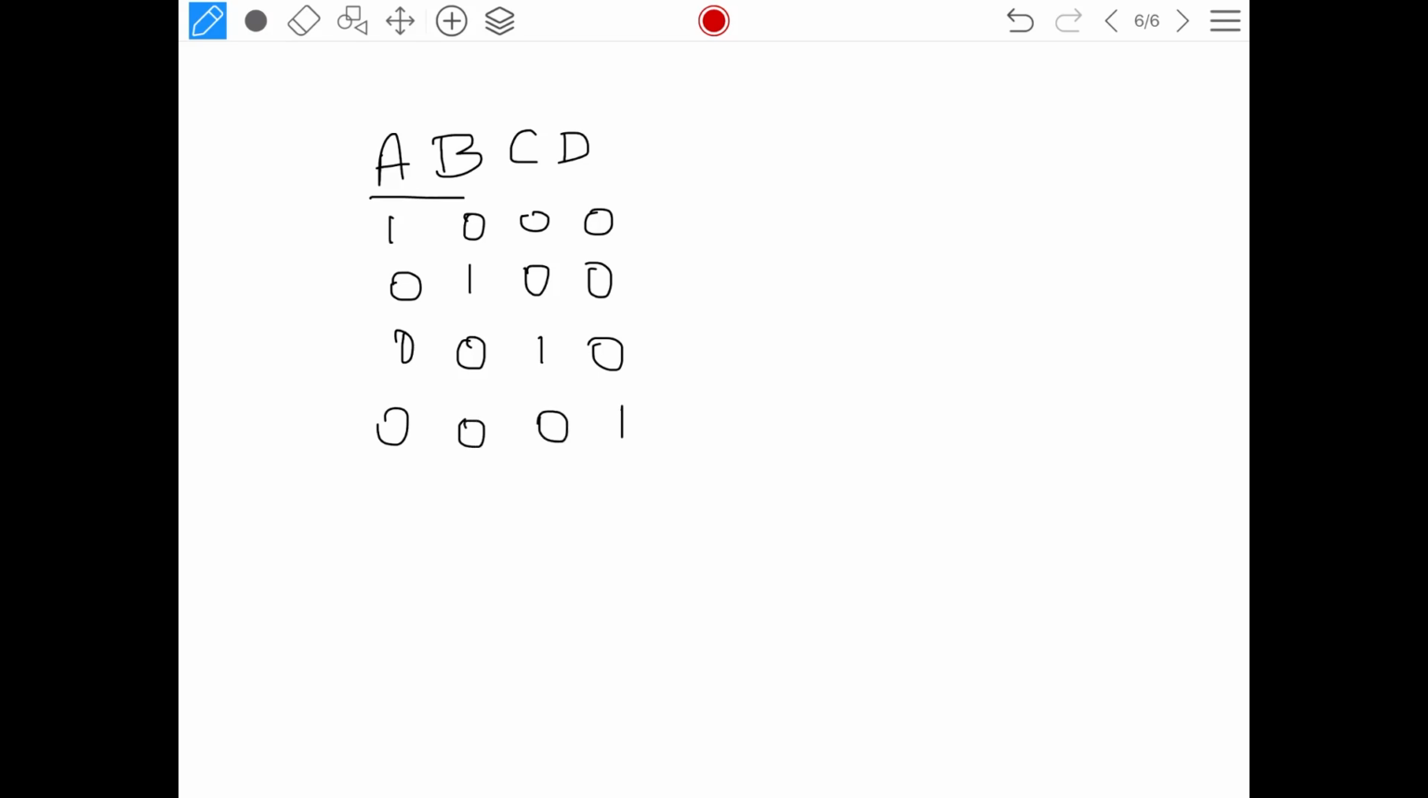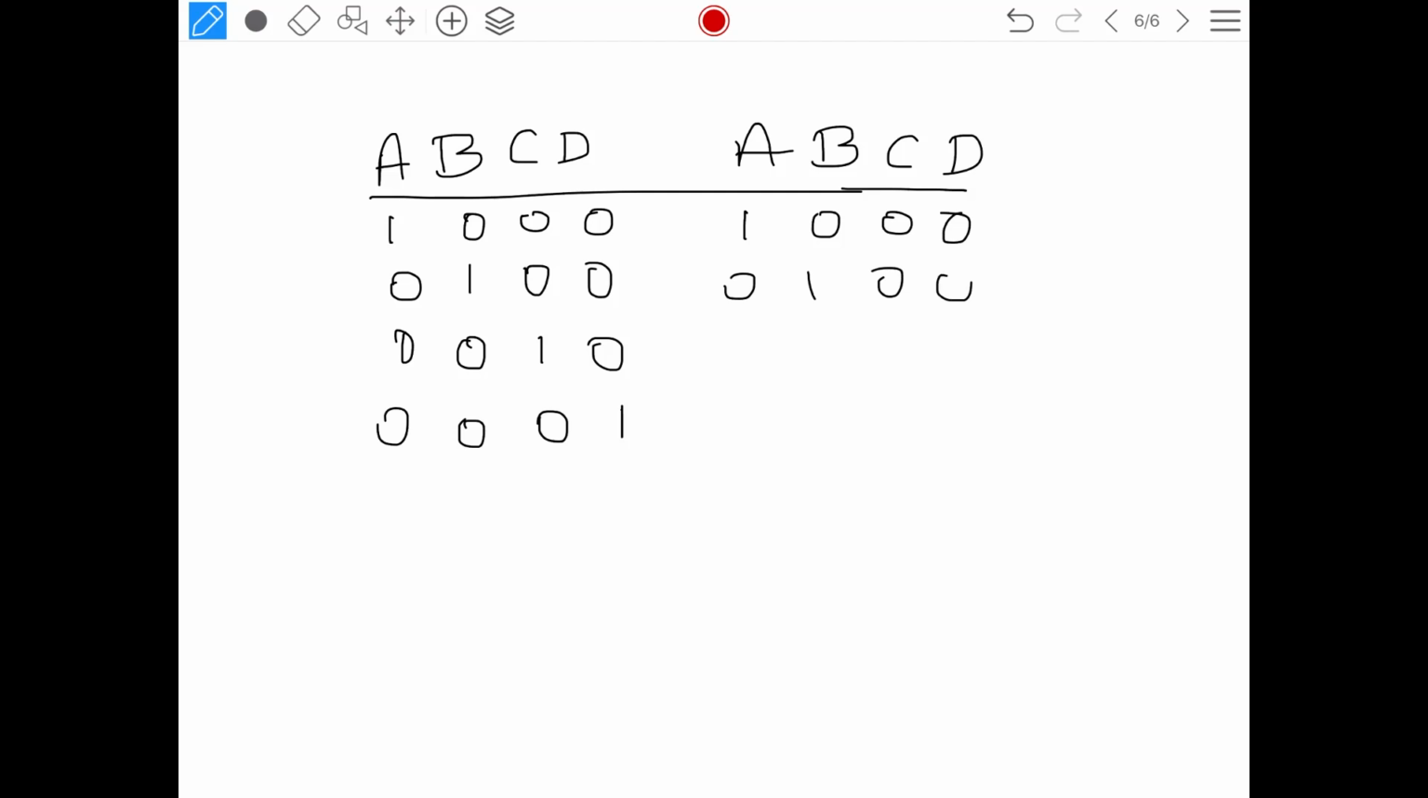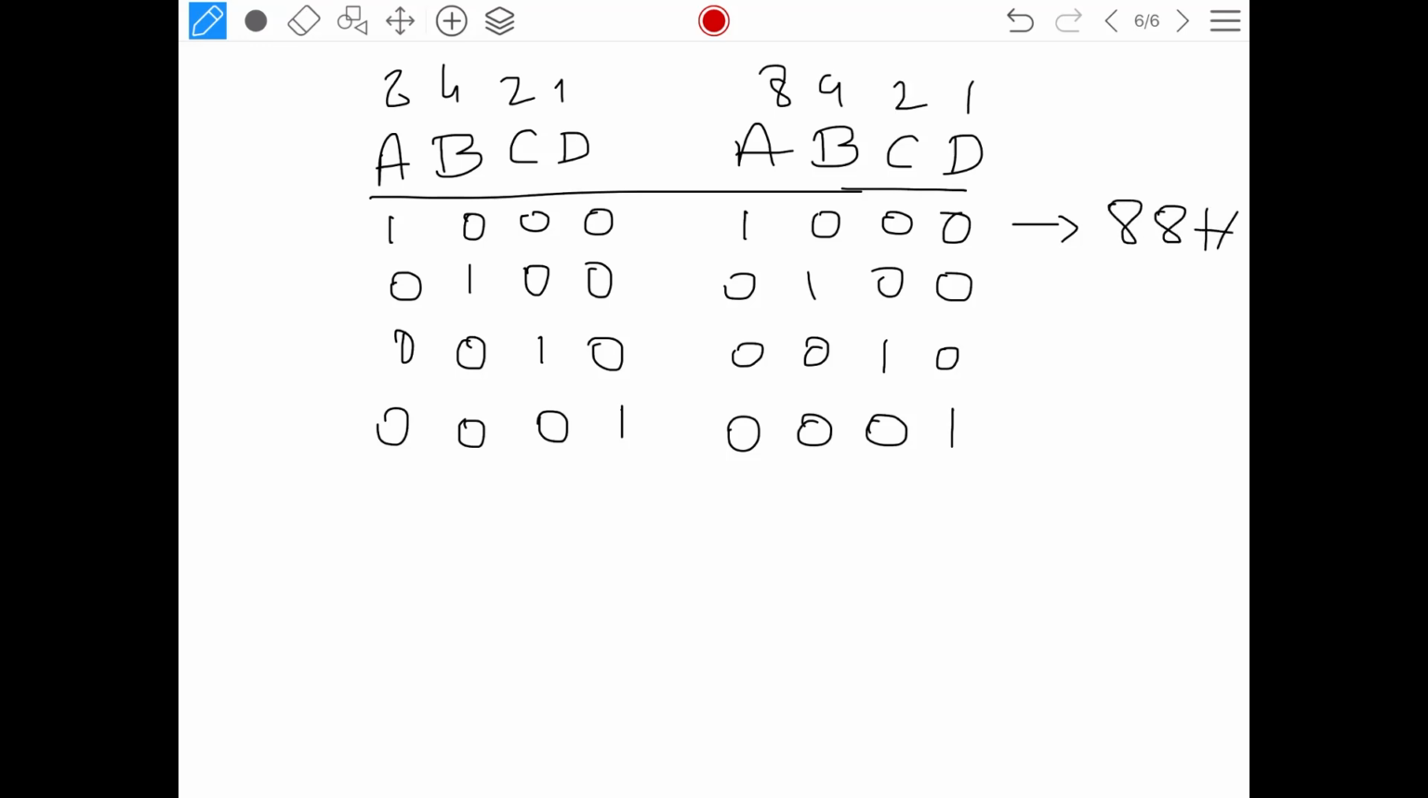Since I am handling 8-bit ports, the easiest way is to replicate the sequence to make it 8 bits. So I will write the same sequence again. The first value, in 8421 code, in hex, is 88H. You can also observe that the 1 is shifted towards the right. This is going to give me a clockwise rotation of the motor.